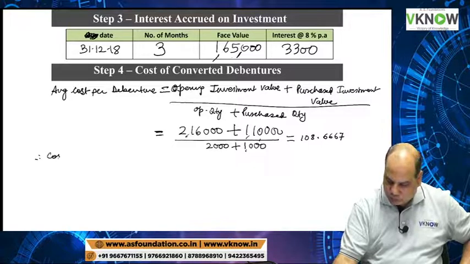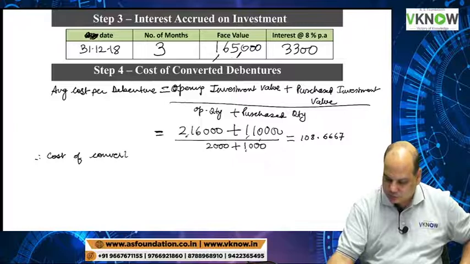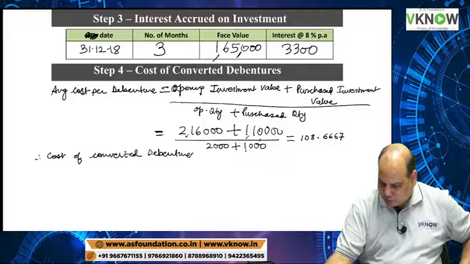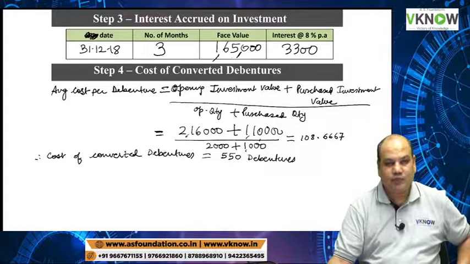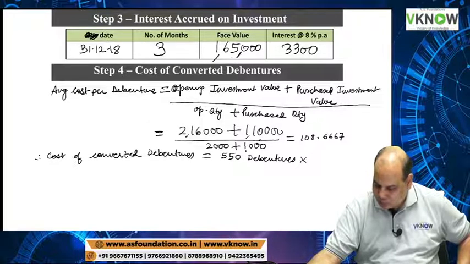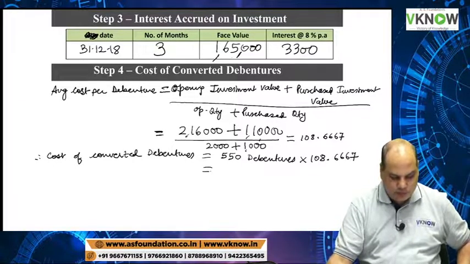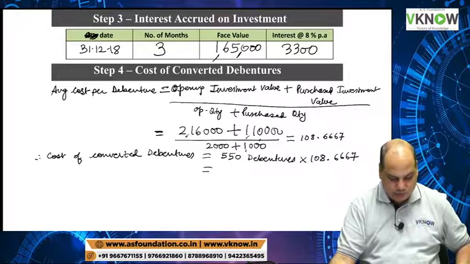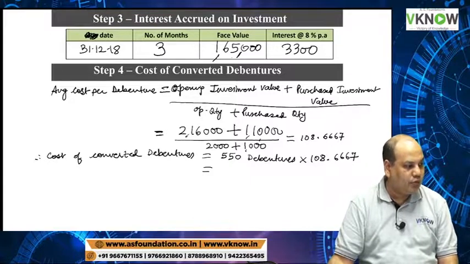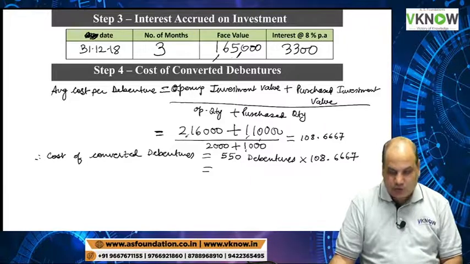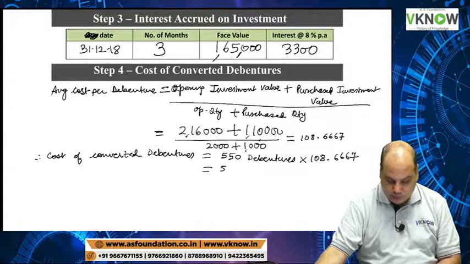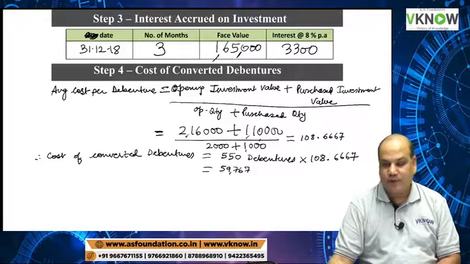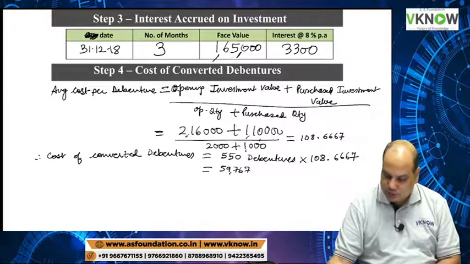Therefore, cost of converted debentures: 550 debentures were converted. 550 multiplied by 108.6667. So this is the cost of converted debenture. Come on, answer. 59,767. Okay.